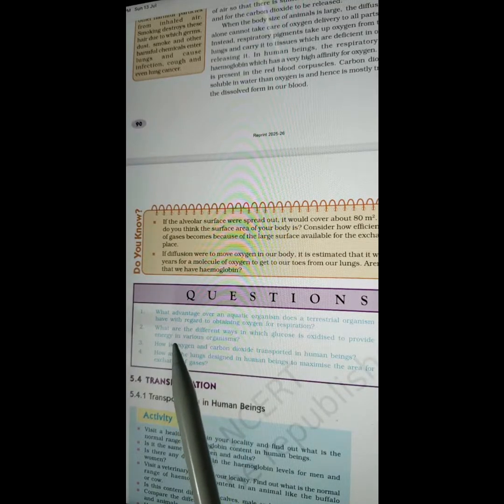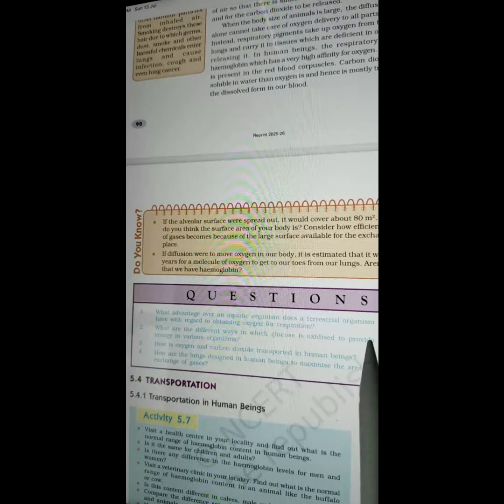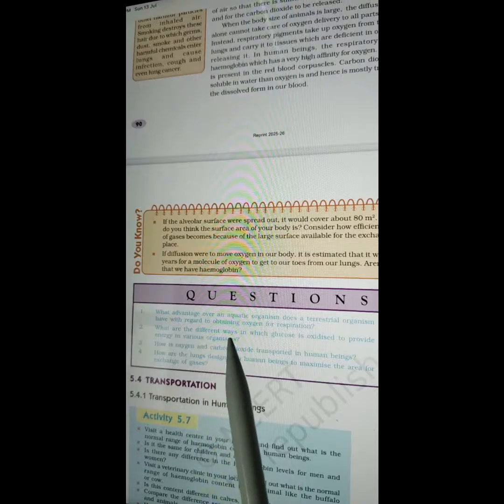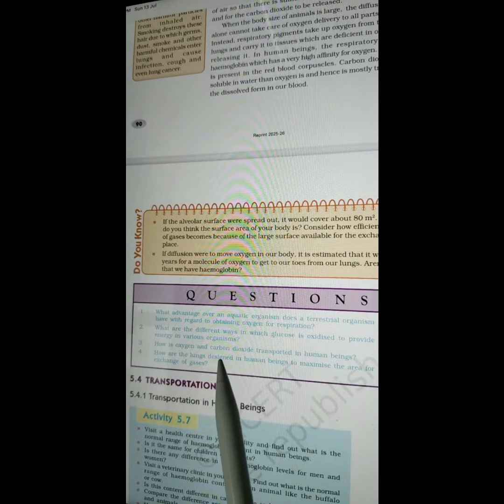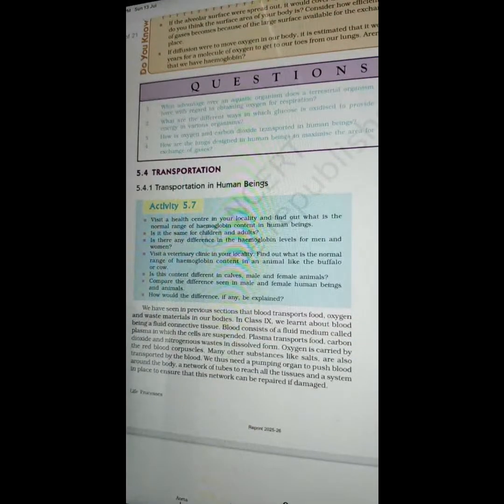In-text questions. What advantage over an aquatic organism does a terrestrial organism have with regard to obtaining oxygen for respiration? What are the different ways in which glucose is oxidized to provide energy in various organisms? How are oxygen and carbon dioxide transported in human beings? How are the lungs designed in human beings to maximize the area for exchange of gases?